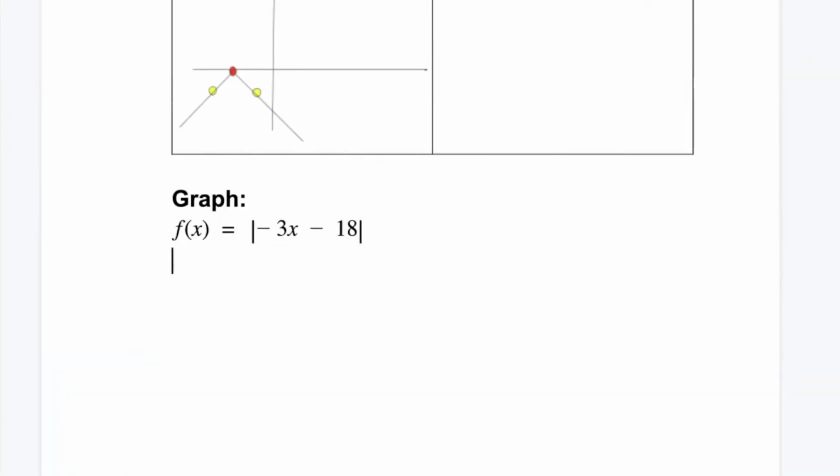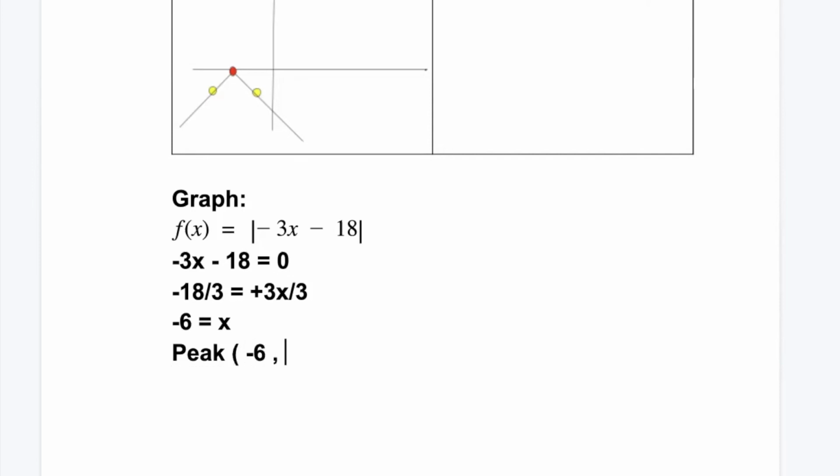Now you make it into an equation equal to 0. We move 18 to the other side, and we have to find x. Then we divide both sides by 3, not by 18, by 3. Negative 6, because it's the smaller number. So x, the peak, what is it? Negative 6. And the y? 0.